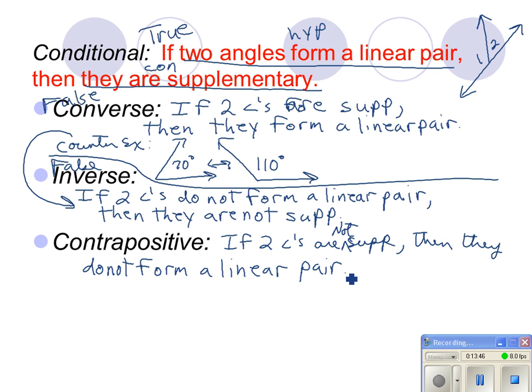Now, to decide whether that's true or false, think about, you've got two angles, they're not supplementary to each other, so you might have a 20-degree angle and a 50-degree angle. Well, can those two form a linear pair? No, so this is a true statement, because if two angles aren't supplementary to each other, then there's no possible way they can form a linear pair.